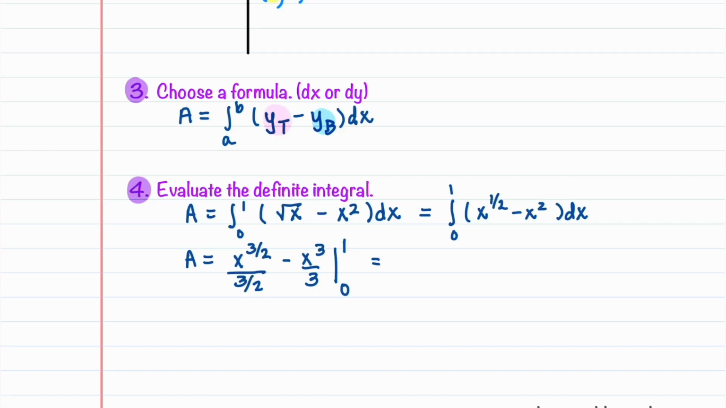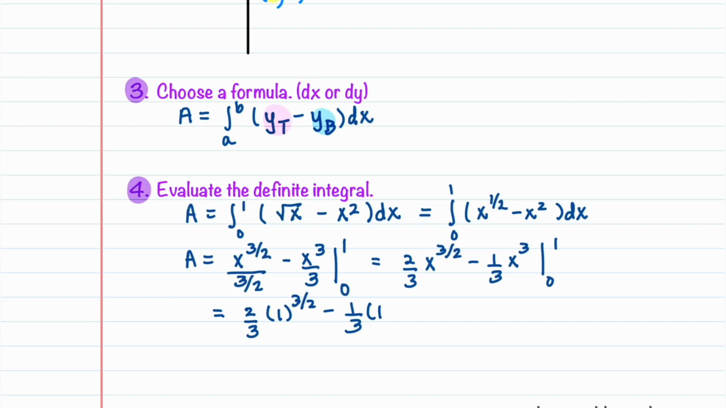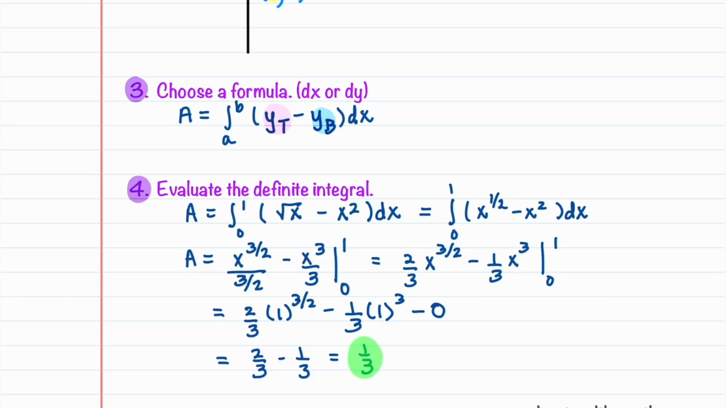We can rewrite this as 2/3 x to the 3/2 minus 1/3 x cubed, and we're going from 0 to 1. This gives us 2/3 times 1 to the 3/2 minus 1/3 times 1 cubed, and then we subtract 0, and that's always nice. This then is equal to 2/3 minus 1/3, and we get a value of 1/3. The area of the region enclosed by these two curves is equal to 1/3.